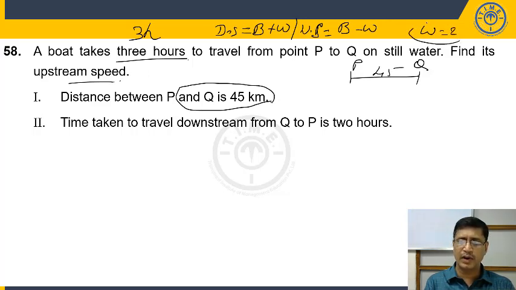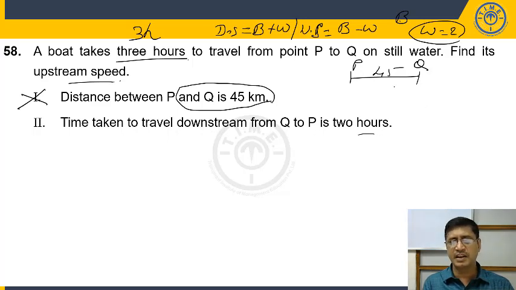To find the W value, we need B. B is not given, hence it is not possible to answer with statement 1 independently. Now the second statement: the time taken to travel downstream from Q to P is 2 hours. Q to P is downstream. It took 2 hours. But what is the distance between Q and P? It is not given. So the second is also not possible on its own.